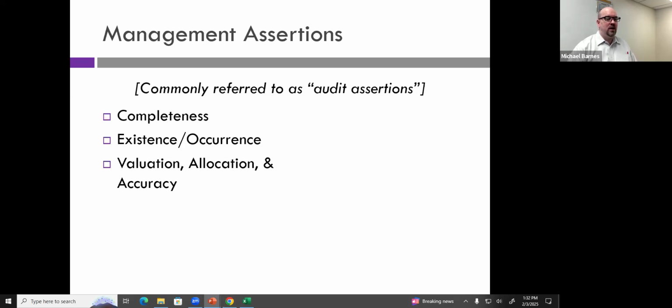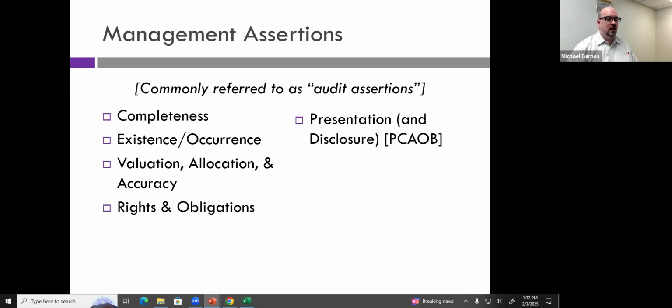Again, the first 3, the big 3, completeness, existence, occurrence, VAA, are our primary assertions. They're the ones that are most relevant in most situations. I'd say 75% of the scenarios we're going to talk about relate to these 3 assertions. Rights and obligations is considered an assertion for all categories or all standards. Then we have presentation and disclosure, an assertion recognized by the Public Company Accounting Oversight Board as a management assertion. So they recognize 5, which are these 4 over here, and then this 5th one over here.